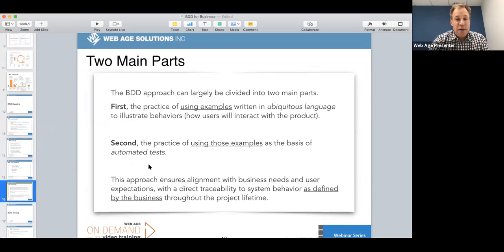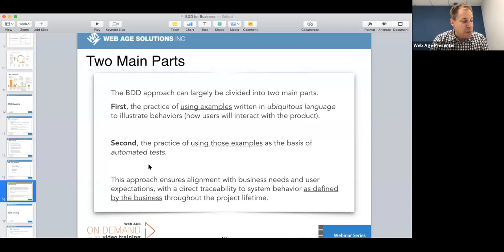Okay, so the behavior-driven development approach to writing user stories and acceptance criteria can be divided really into, like I said before, two main parts. The first part is the practice of using examples written in that ubiquitous language that we talked about before to illustrate behaviors that you want the system to perform.